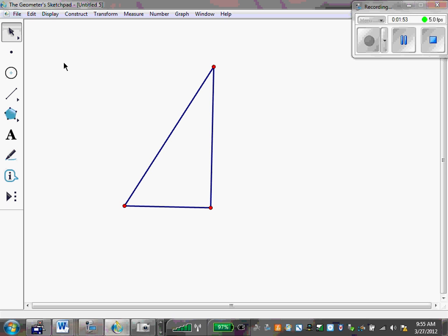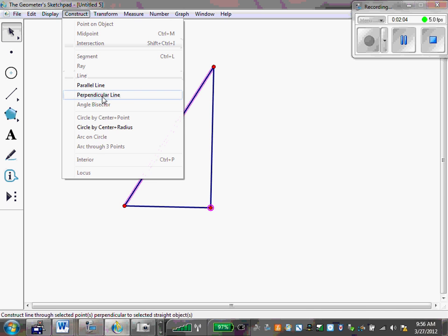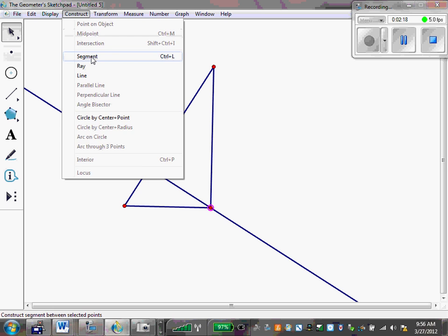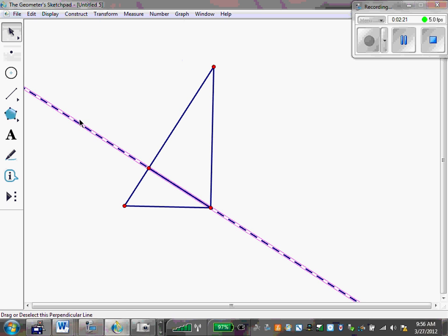Okay, so what I want to do now is make an altitude from the right angle to the hypotenuse. So I'm going to highlight this point and this line segment and say construct a perpendicular line, which will be the altitude. I want to find this point right there and then construct that segment and hide my line. So I have an altitude drawn from the right angle to the hypotenuse of my original right triangle.